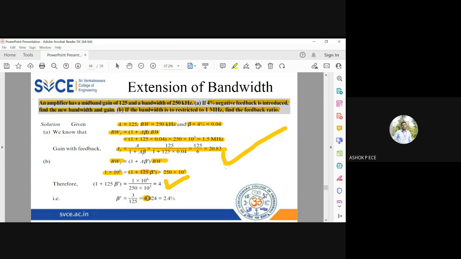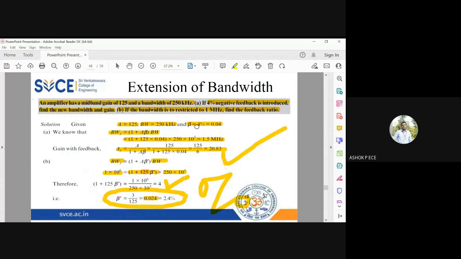It is 0.024, or I can say it is 2.4%. I always express beta in terms of percentage. So here the beta is 2.4%. So when the bandwidth is 1.5 megahertz, the feedback factor beta is 4%. So for 1 megahertz, if the bandwidth is reducing, then beta will also reduce. So it has become 2.4% from 4%.